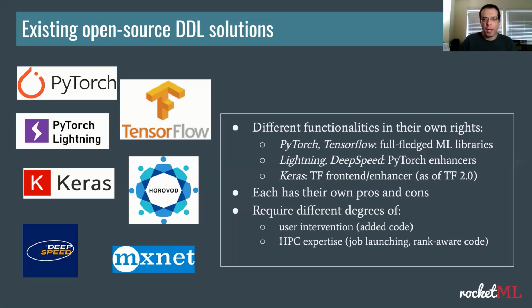So obviously each one has its own uses and applications and pros and cons, and we'll take a look at each one of these a little bit later. And also they might require different degrees of user intervention and expertise: how much code you have to write to go from single to multi-process, how much you have to know about HPC, launching jobs, managing different workers, ranks, and so on, data distribution. So we'll also take a look at these.